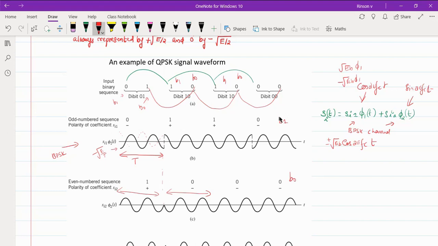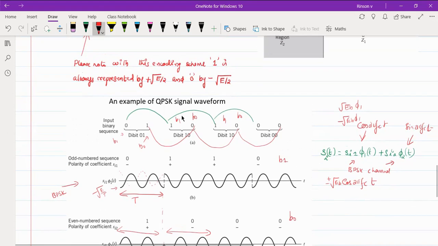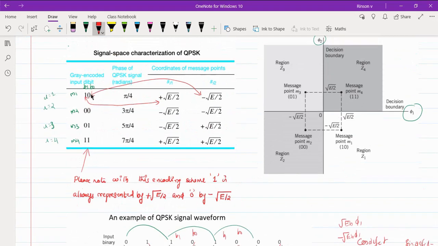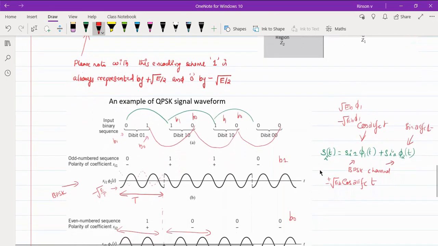Now how can you generate the QPSK signal? If you have 0 here, generate this. If you have 1 here, okay, so this is your signal vector. So multiply this with phi1 and this with phi2 and add. That's how we generate QPSK signal. So si1 phi1 plus si2 phi2.